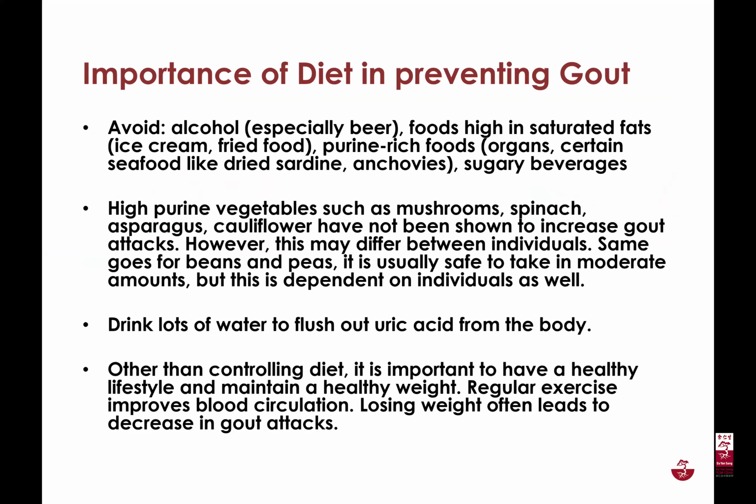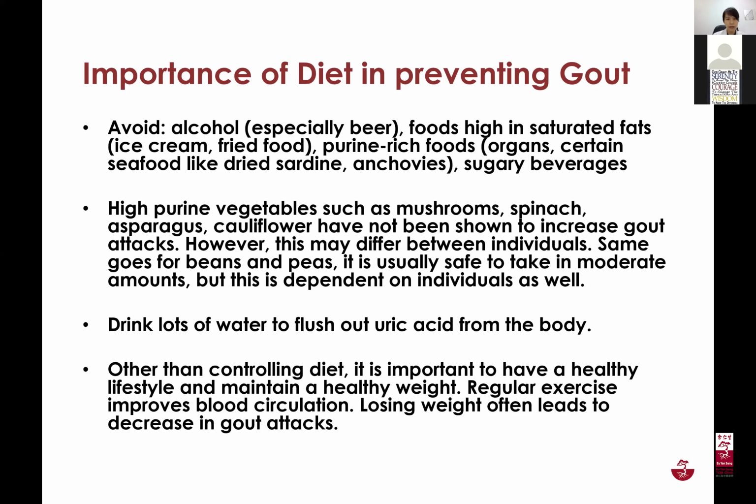Diet is very important to prevent gout attacks. You really should be avoiding alcohol, foods that are high in saturated fats, such as ice cream and fried food, and foods that are high in purines, like organs, some seafood like sardines and anchovies, and sugary beverages. These have been shown to really increase the uric acid levels in the blood.